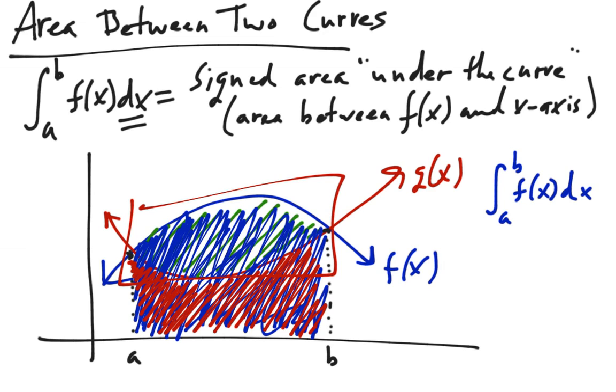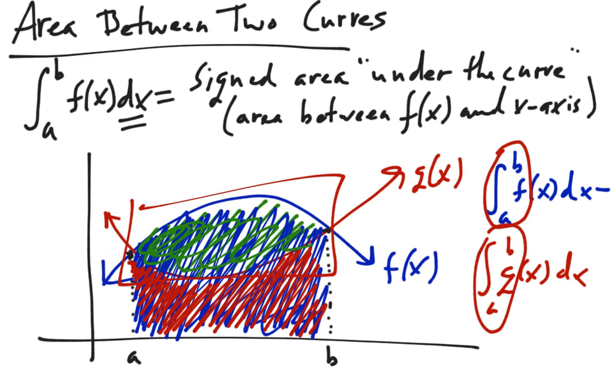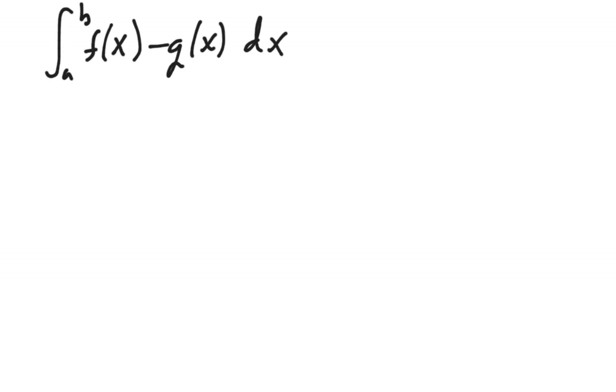So the original green region, which we started with, will be equal to the integral of f of x from a to b minus the integral of g of x dx from a to b. Notice that we have the same limits of integration. Because of that, we can rewrite this equation as the integral from a to b of f of x minus g of x dx. And this is the area between two curves.